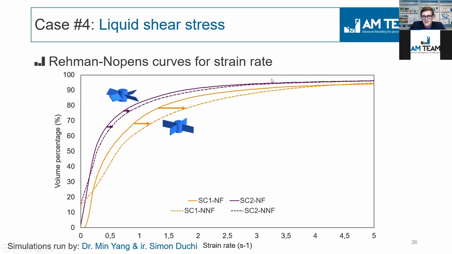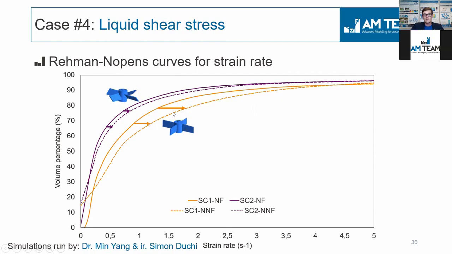So high strain rates: for example, 2.5 per second, for this orange dotted curve, is like 20% of the volume. From 80 to 100 is higher than 2.5. This is how you have to read it. So let's look at the impellers. It is very clear if you look at the orange curves compared with the purple ones.